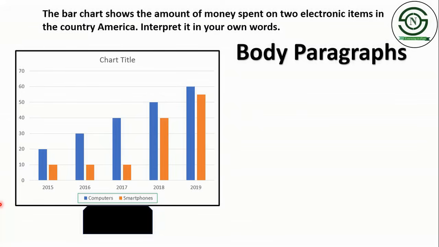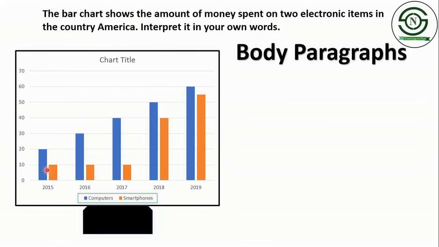So when you see this, look at computers. Look at it carefully. In 2015, 16, 17, 18, and 19, when you see computers, you can see there is a kind of steady progress. Every year, the sale of computers is increasing by 10 million: 20, 30, 40, 50, 60. You can see a pattern.